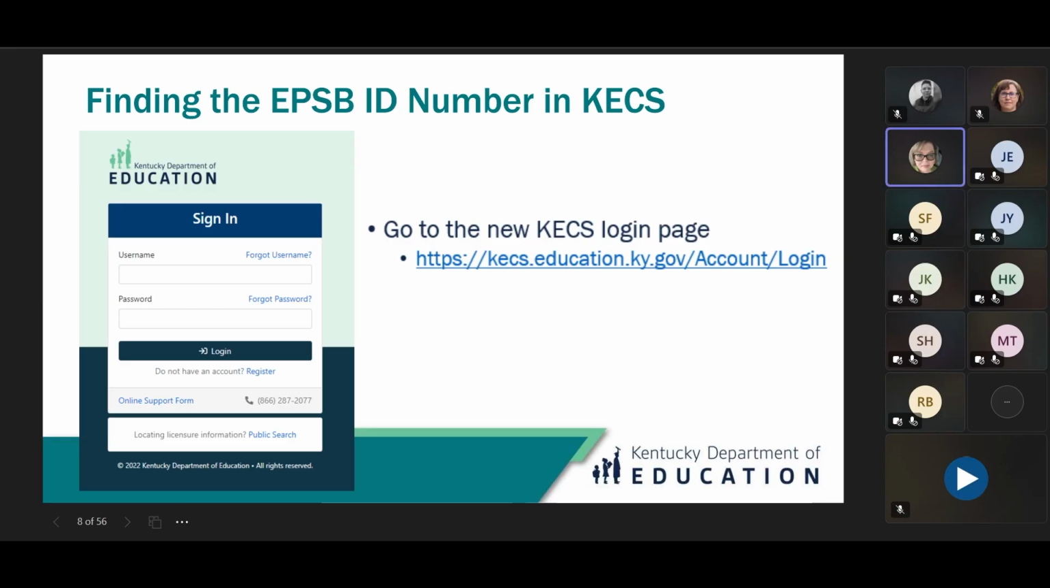So, finding the EPSB ID number in KEX. In the past, if an employee had applied for an EPSB ID number, we were using a series of 9s if they had not received that number yet. But currently, as soon as a person applies for the EPSB ID number, that number is assigned to them in the KEX system.